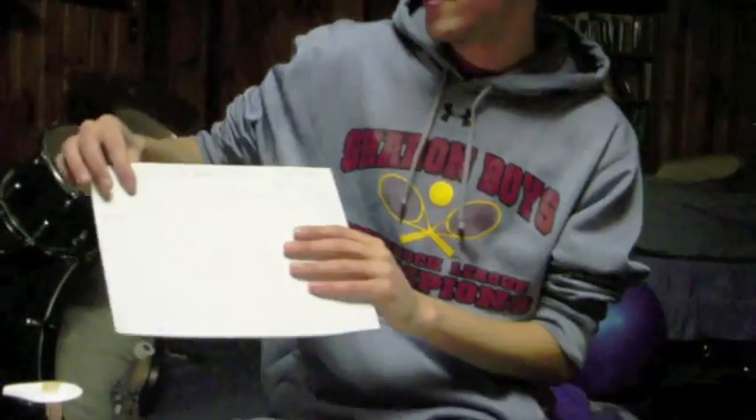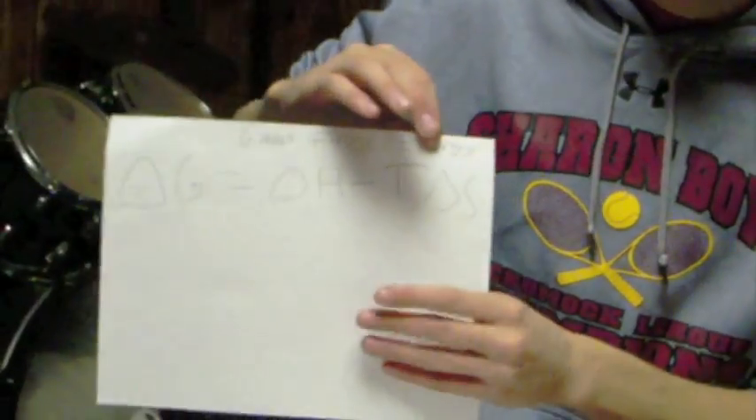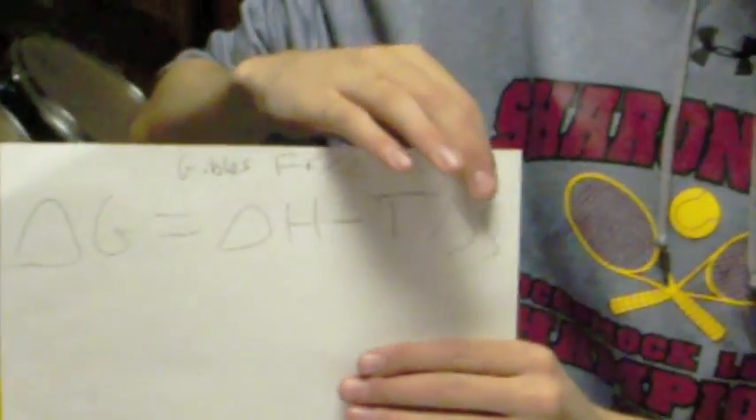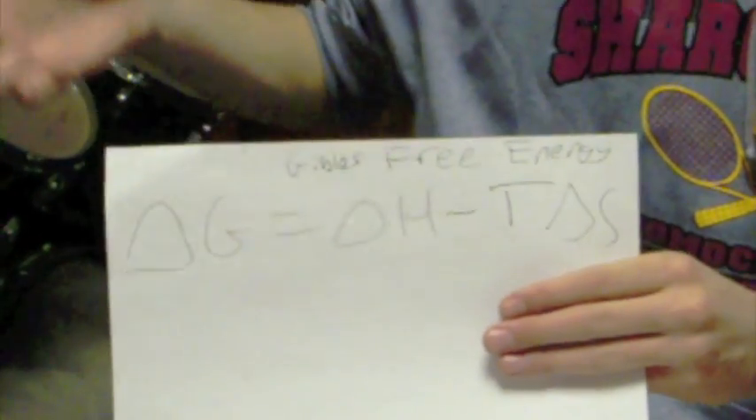So the reason that these straws spontaneously assemble has to do with the Gibbs free energy equation. What the Gibbs free energy equation is, is that delta G is equal to delta H minus T delta S. Delta G is the indicator of whether or not a reaction is spontaneous. If it's negative, the reaction will proceed spontaneously.